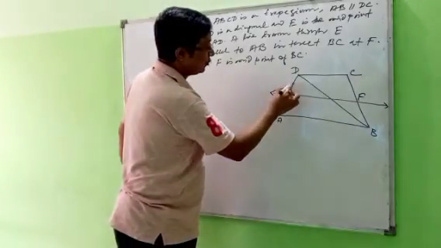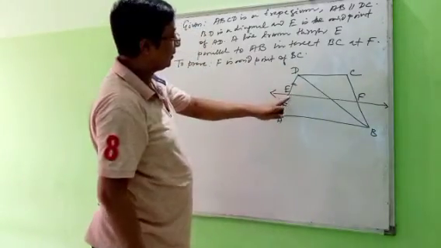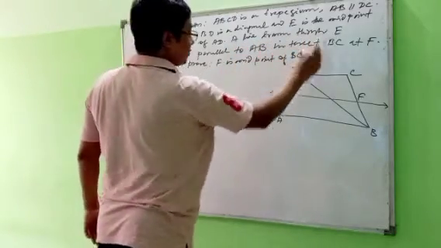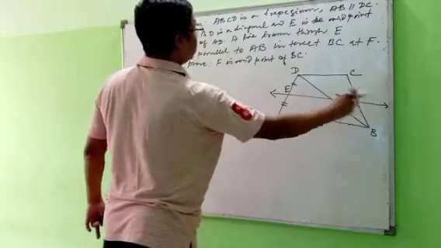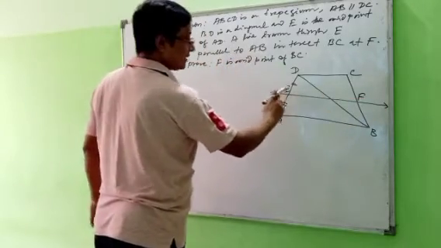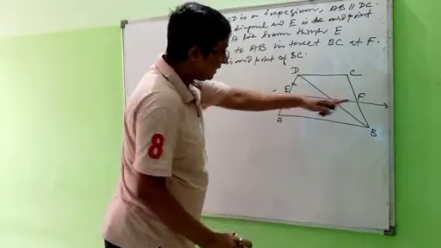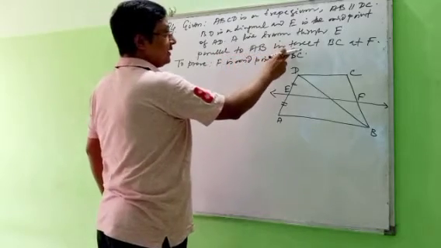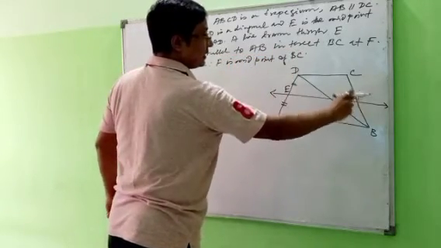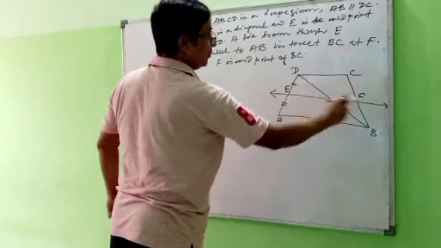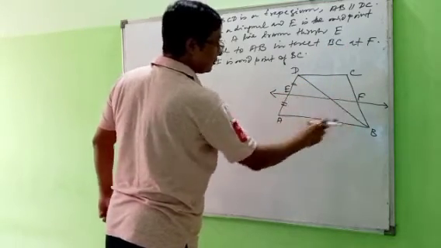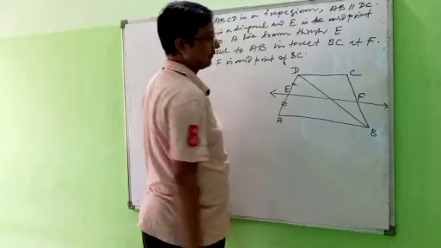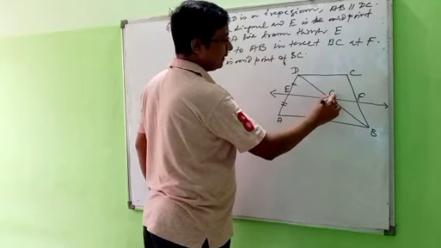That means these two are equal because E is the midpoint of the side. Then a line is drawn through E, parallel to AB. This line EF, parallel to the side AB, will meet the side BC at point F. As they have not given any name here, let us give this point as G.